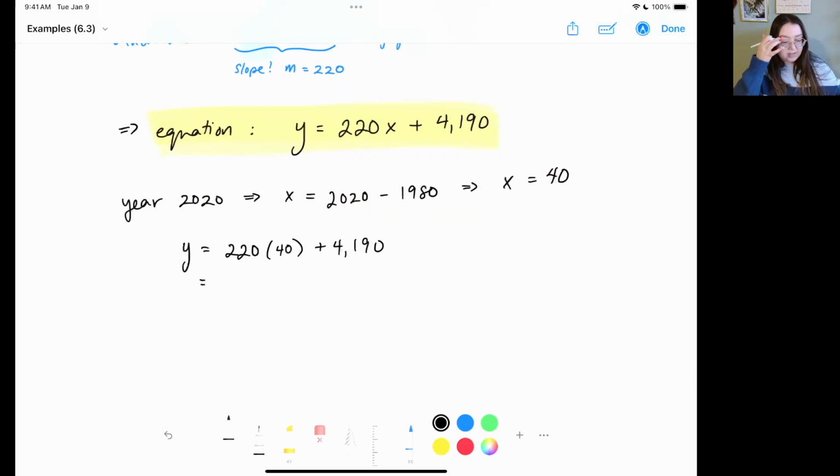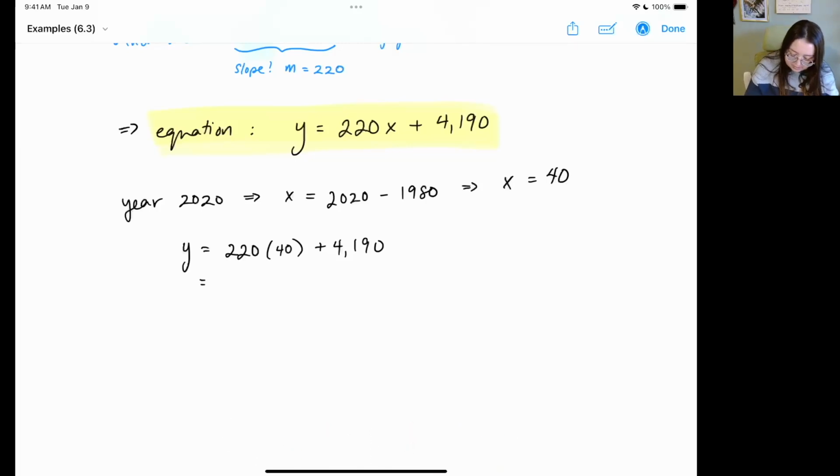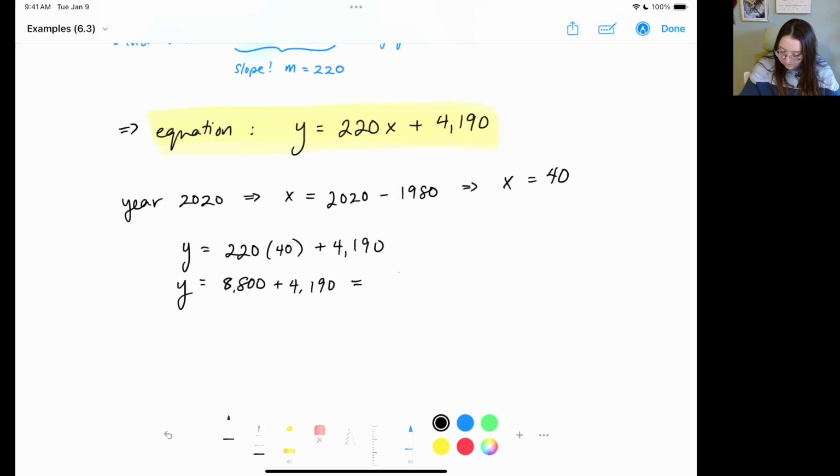So we can go ahead and simplify this. 220 times 40 in this case is going to be 8,800 plus 4,190. And adding those together gives us 12,990.